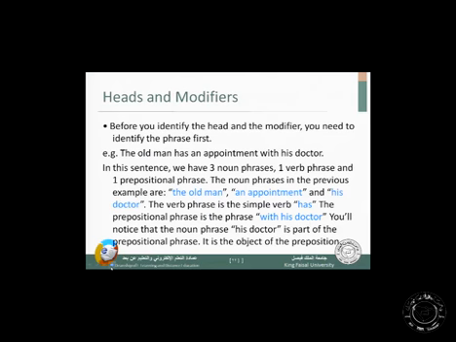So a phrase can be contained within another phrase. In this case, with his doctor, there are two phrases. With his doctor is a prepositional phrase, and a smaller one, his doctor, is a noun phrase. It is the object of the preposition with. As I said, you will notice that the noun phrase his doctor is part of the prepositional phrase. It is the object of the preposition.